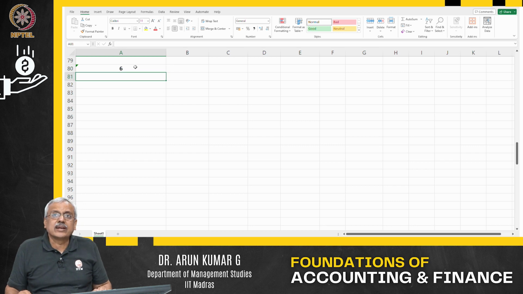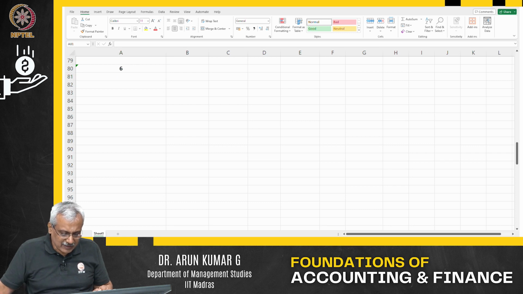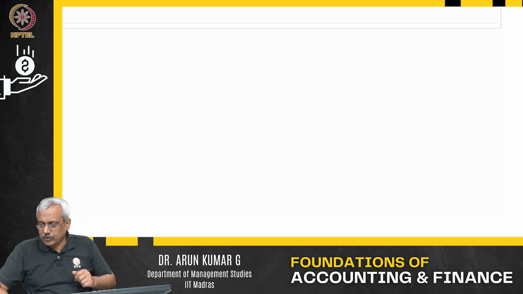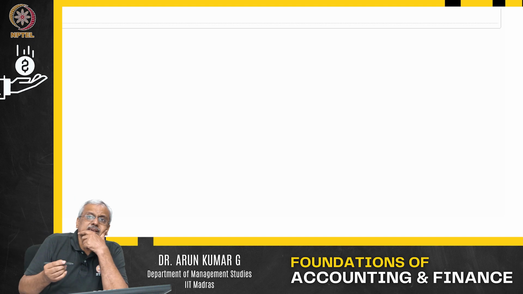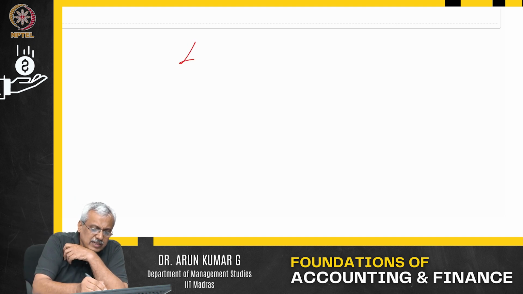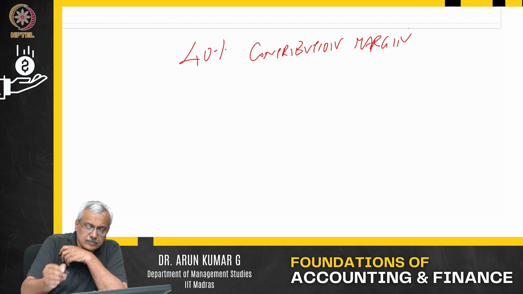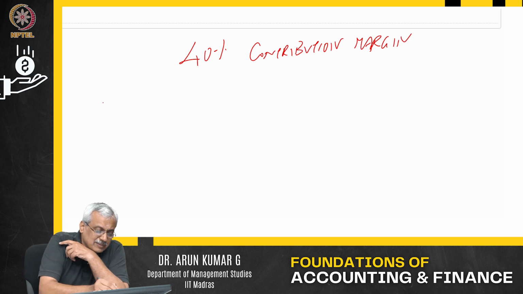Now, again decision making. First of all, we have to understand something. What did he talk about? He talked about the contribution margin. What did he say? 40% is the contribution margin. What does it mean?